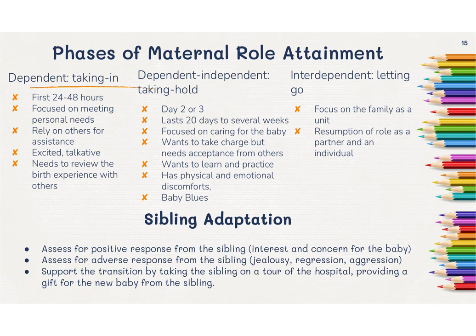Next, we're going to talk about the phases of maternal role attainment. During the first 2 to 6 weeks after the birth of their baby, your patient goes through a period of getting to know their baby. By 4 months, the new mother has achieved the identity of being that person to this baby.